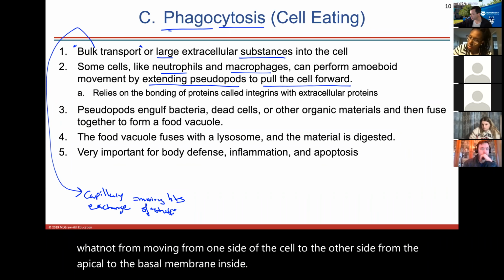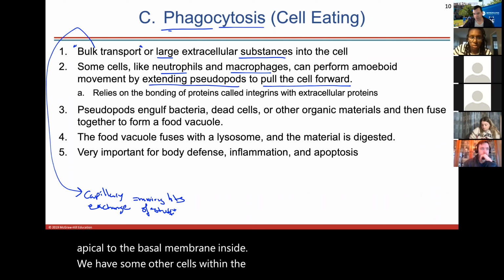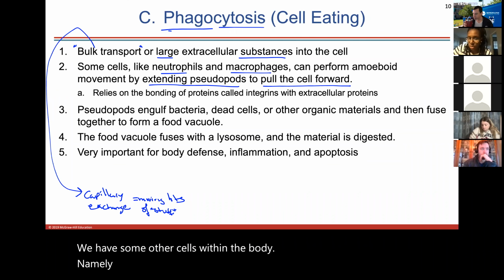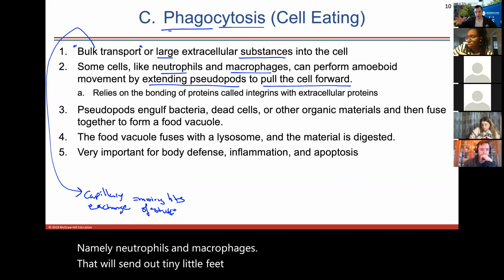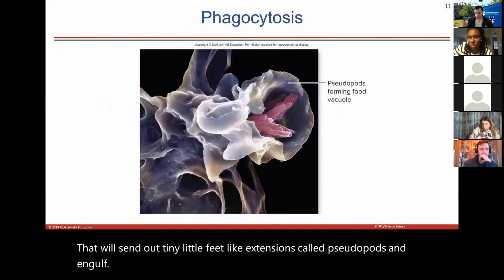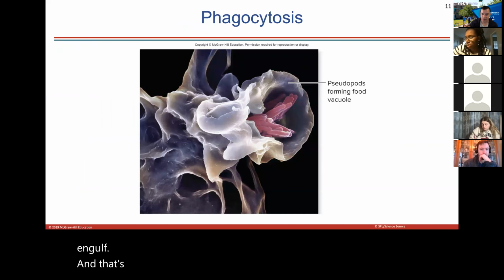We have some other cells within the body, namely neutrophils and macrophages, that will send out tiny little feet-like extensions called pseudopods and engulf. That's this fantastic picture right here of this forming around this little bitty food vacuole here. Okay.